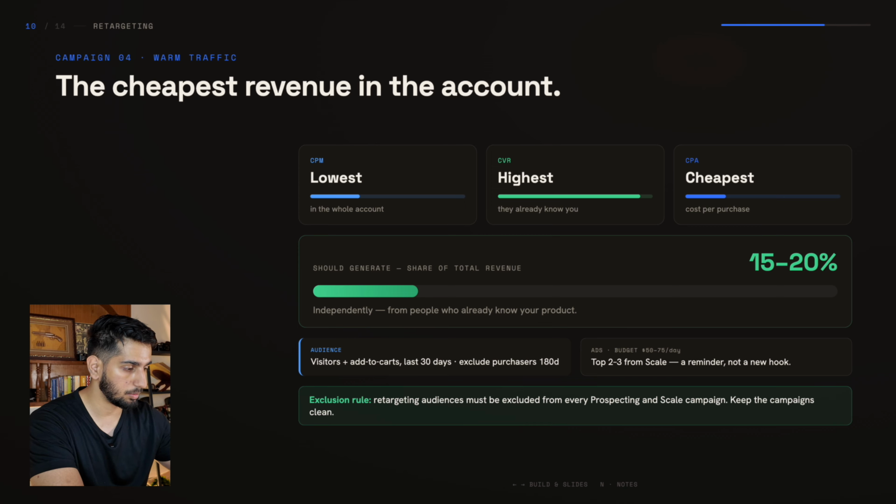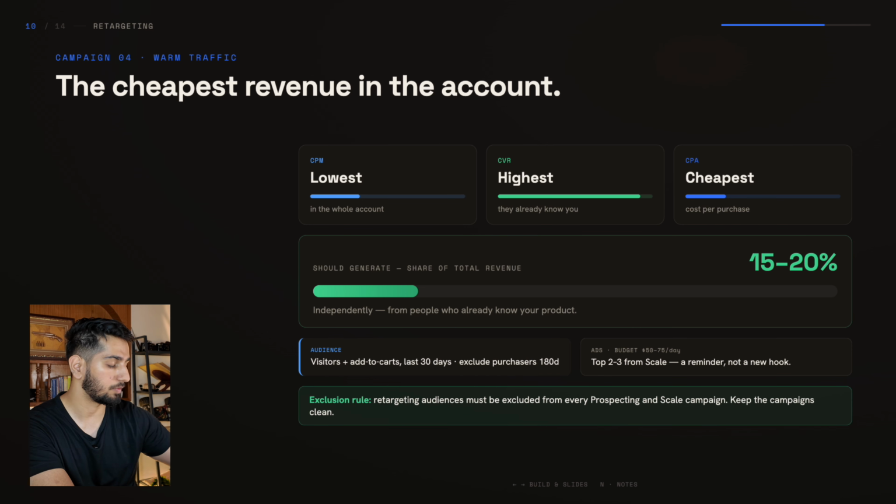And in terms of the ads that you want to have, you want to use your top 2 or 3 best performing ads from the scaling campaign in the retargeting campaign. Again, these are people who have seen you before. You don't need a new hook. You just want to make sure your best performing ads are in front of these people and they will convert.